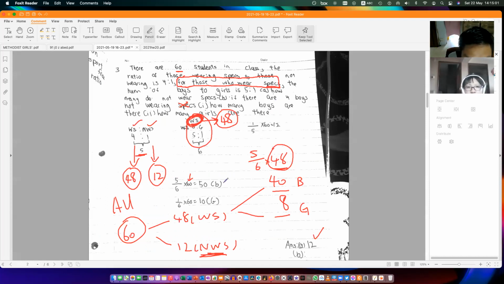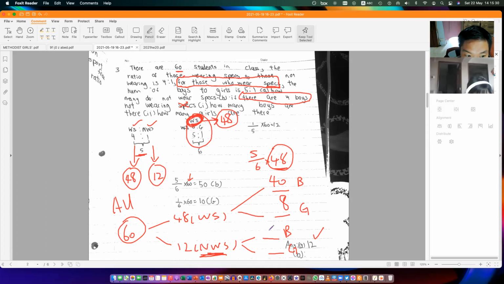So can you see here? So there are 4 boys not wearing specs. So can I ask you, the not wearing specs is here, right? The branch here, right? Can you see here? Yeah. So the boy and the girl. So how many boys not wearing specs? How many boys not wearing specs?